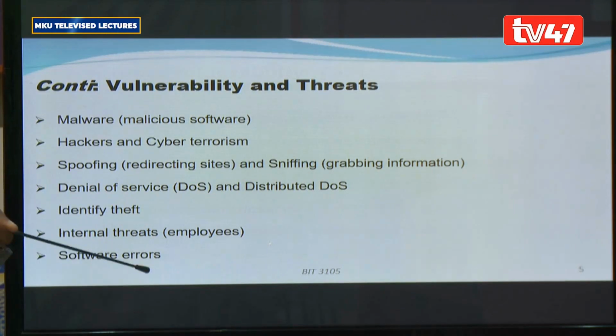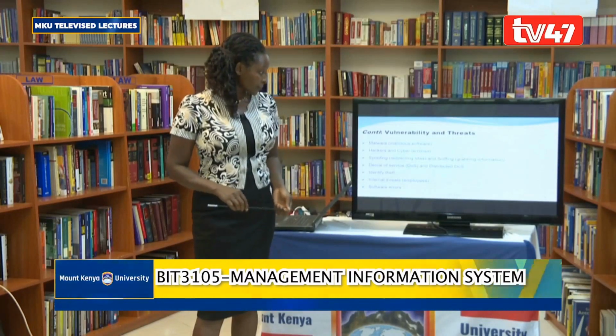The other kind of vulnerability, or rather threat, is spoofing. Spoofers are also a form of hackers. What they do is redirect your sites. I'll give an example. Assume you are using an online banking system. The moment you are logging into your banking site, you'll be thinking you are on your bank's site. But when you think you are logging into your site, somebody behind the scenes, the hacker, is already redirecting you. So by the time you enter your credentials, you are logging into their site, and they'll be able to take over your account and maybe empty it.